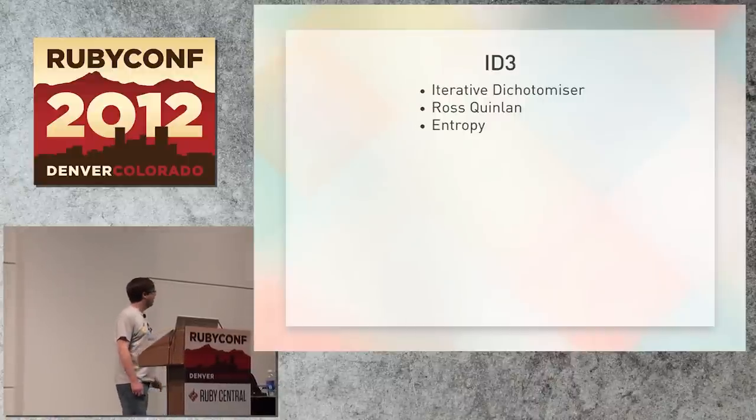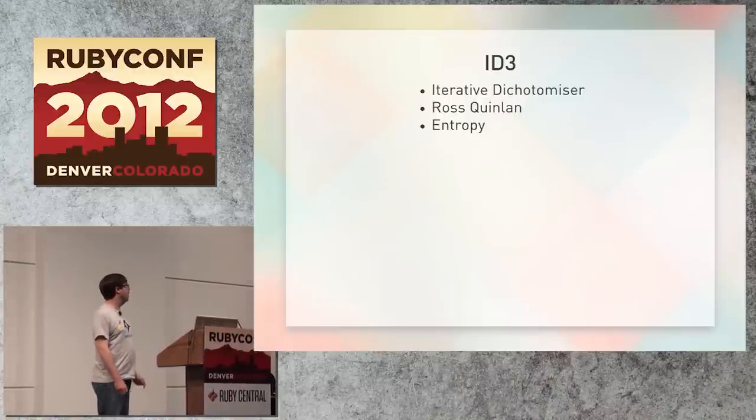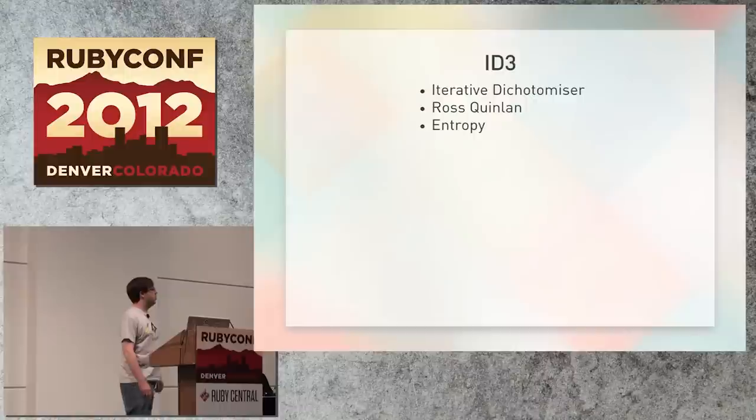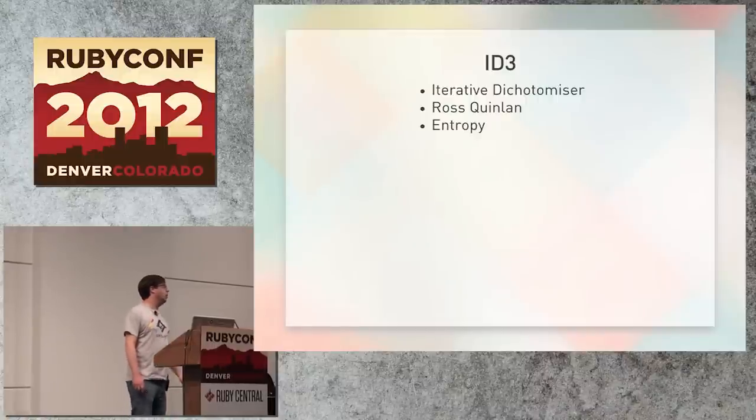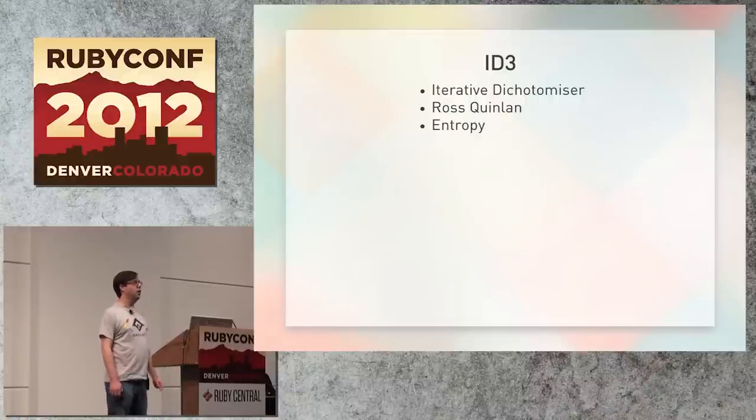It was written by a guy named Ross Quinlan, and what it uses to figure out which attribute to put at the root of the tree, and which attribute to recursively look at next as you go down and build that tree, is all about a measure called entropy. And the way that I'm defining entropy for the purpose of this talk is really a measure of how much variability I have in a given set.